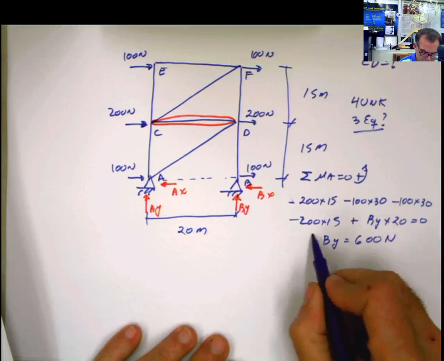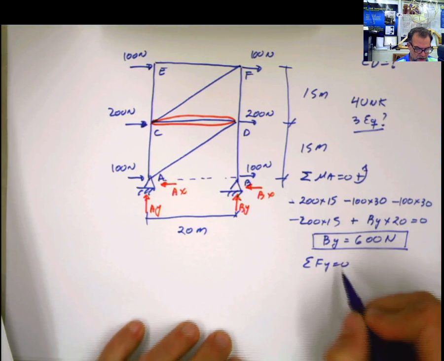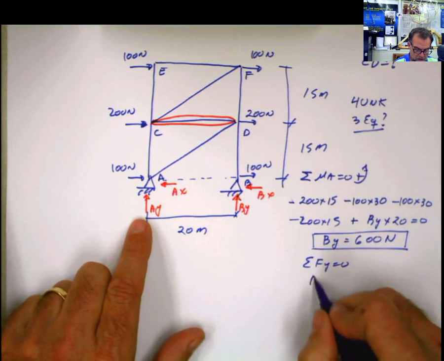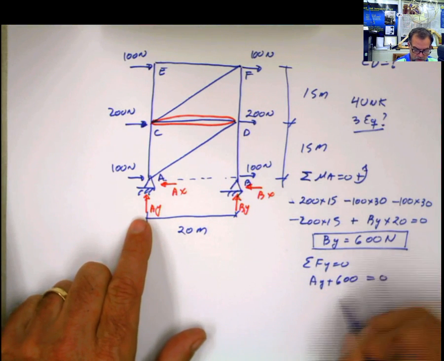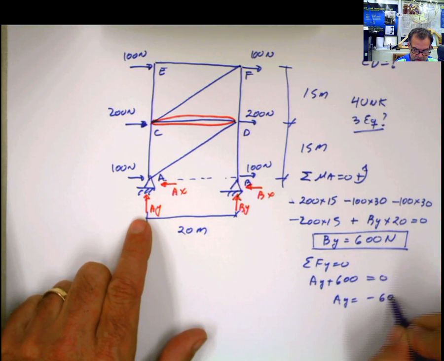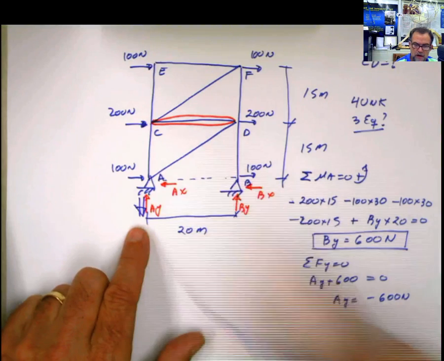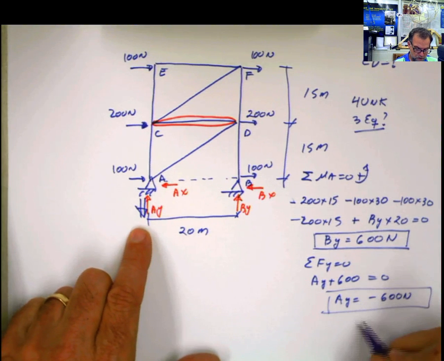Okay, 600 Newton. And then I can say summation of forces in Y equals 0. The only things that I have in Y are AY and BY. So AY plus BY, and BY is 600 Newton, equals 0. So AY is going to be negative 600 Newton, which actually means that I messed up when I assumed AY goes in that direction. So I'm going to say that AY is coming in this direction. This is the joint A, and this is 600 Newton here.